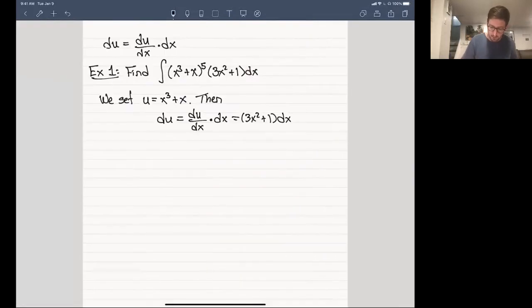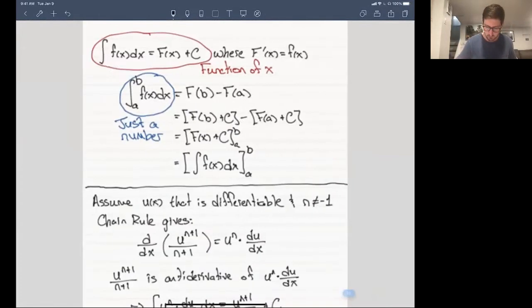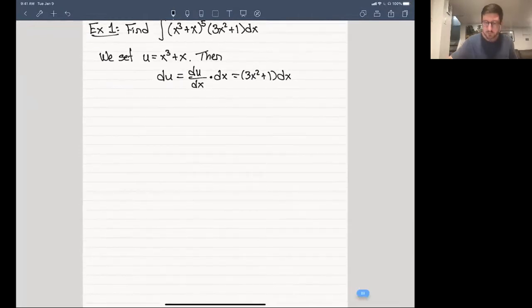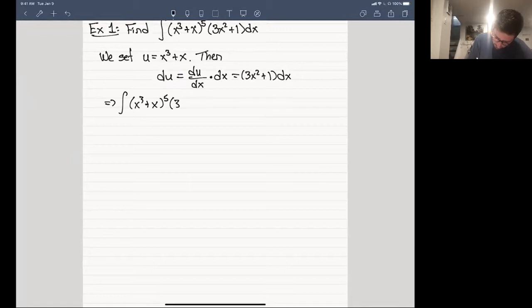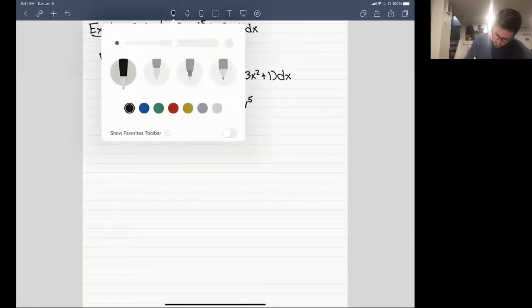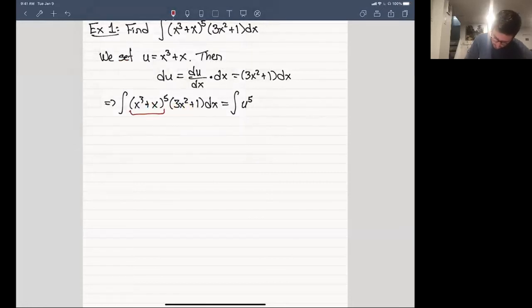So let's go back and let's take a look at this. So now, what does my integral become? Well, my integral was (x cubed plus x) to the power of 5 times (3x squared plus 1) dx. Now, with the substitution that I did, I have u to the power of 5. And maybe we should emphasize this. This is equal to u to the 5. This is equal to du.